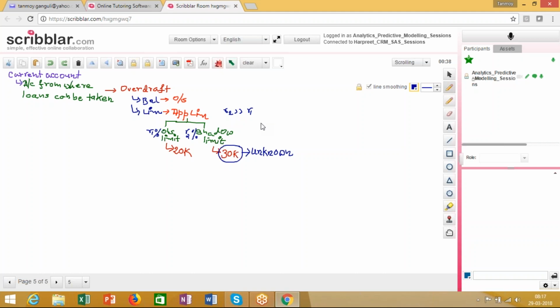Now, using the balance and the limits, we can identify two types of overdrafts, or types of overdraft users. One is an authorized overdraft, and the other is an unauthorized overdraft, depending on whether you have the facility or not.